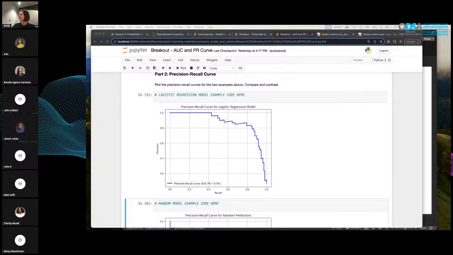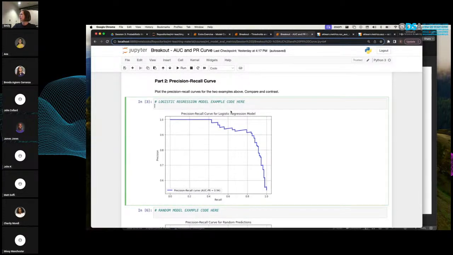Okay, I'm coming back just a little early. Logistic regression model example code here. Were you guys able to make a precision recall curve for the logistic regression model? Anybody want to share their code?